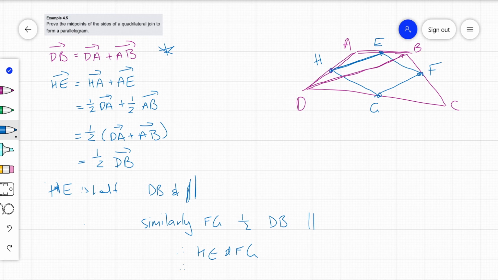Therefore, EFGH is a parallelogram because one of the definitions of a parallelogram is one pair of opposite sides equal and parallel, because that makes the other pair equal and parallel. So as long as one pair of opposite sides are equal and parallel, we have a parallelogram.